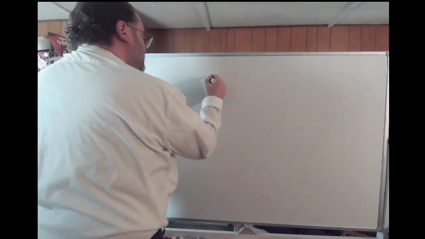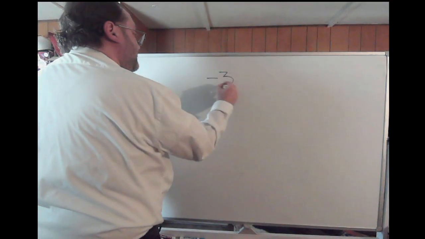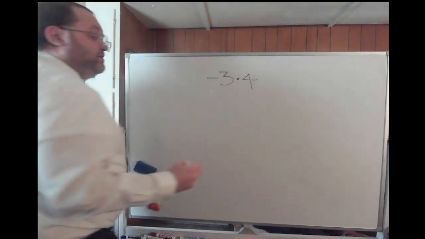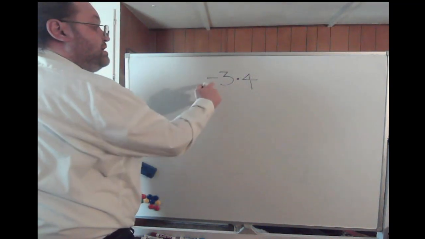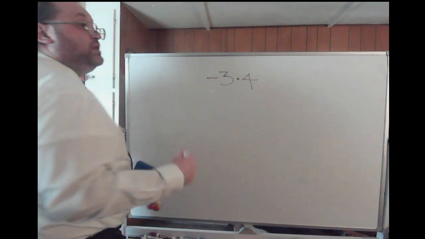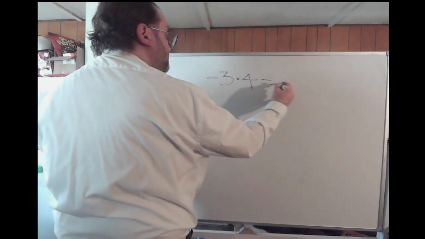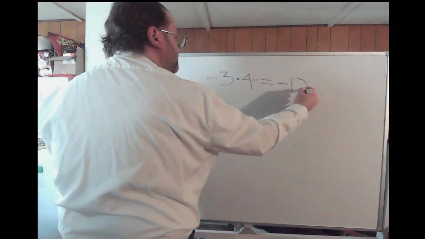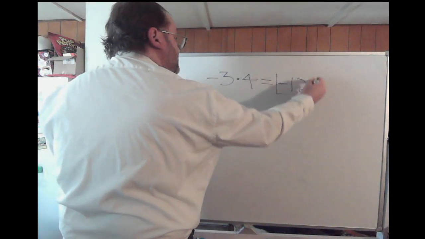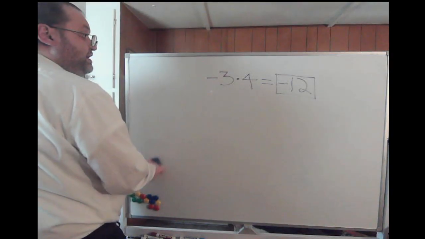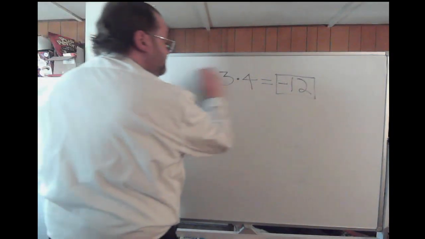Alright. So we got negative 3 times 4. Anytime you have a negative times a positive, you get a negative result. So negative 3 times 4 is simply negative 12, because it would be a negative result since it's a negative times a positive. So you get negative 12.